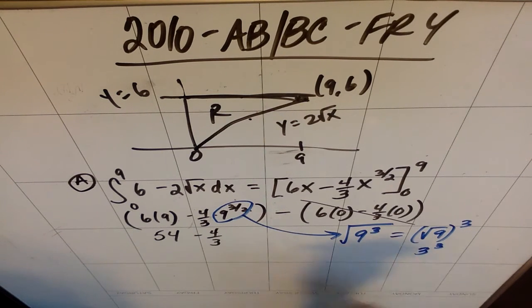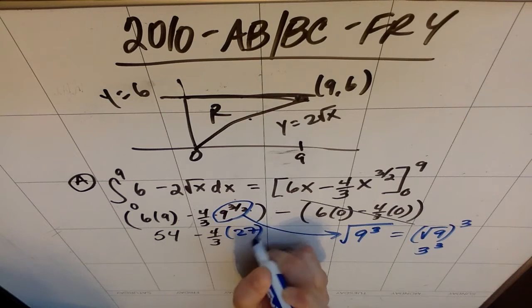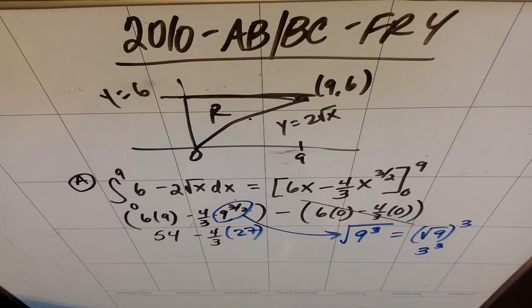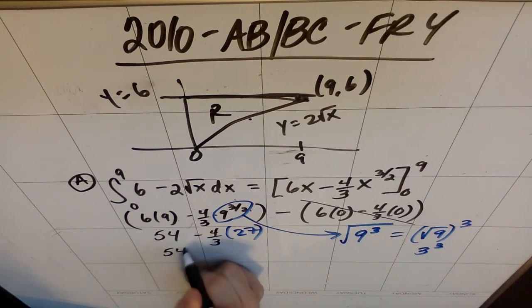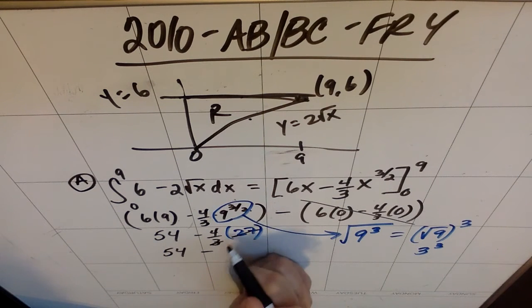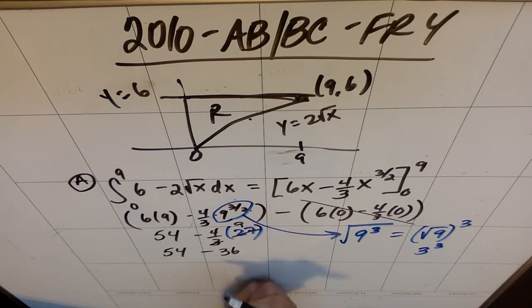You can get 3 cubed and get that this is a 27. You're going to have a lot harder time doing the square root of 9 cubed instead of just doing the square root of 9 quantity cubed. So anyhow, you end up getting that this is a 54 minus, I'm going to cancel a 3 out of this and make this a 36. So you're going to end up getting that this is an 18. So that's your area in part A.